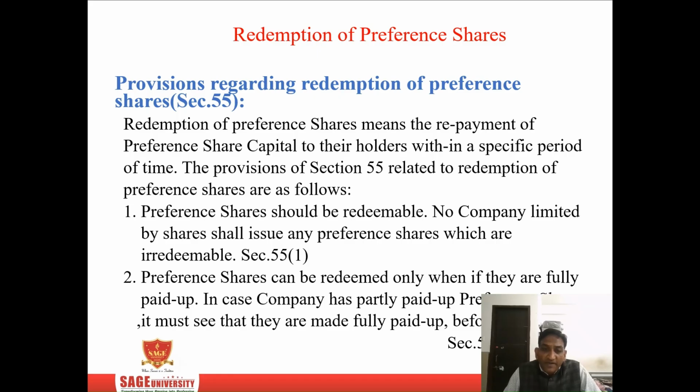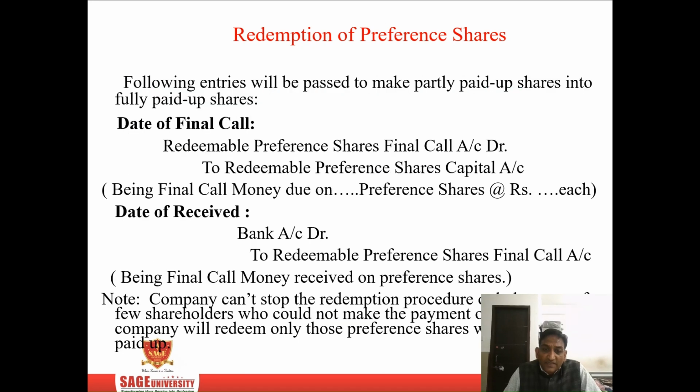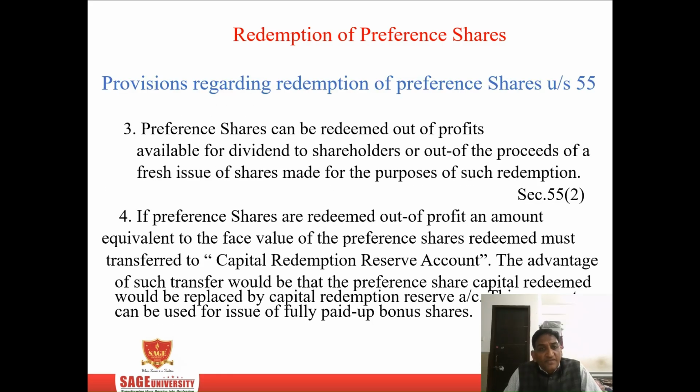In case of partly paid up shares, first the final call will be made, and after they are fully paid up, redemption can be possible. Entries on final call received. Provision third, preference shares can be redeemed out of profit available for dividend to shareholders or out of the proceeds of a fresh issue of shares made for the purpose of such redemption.